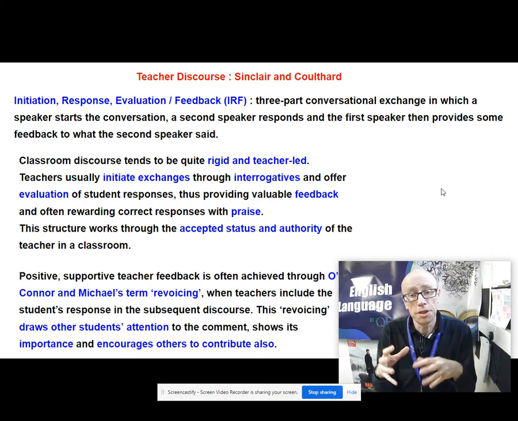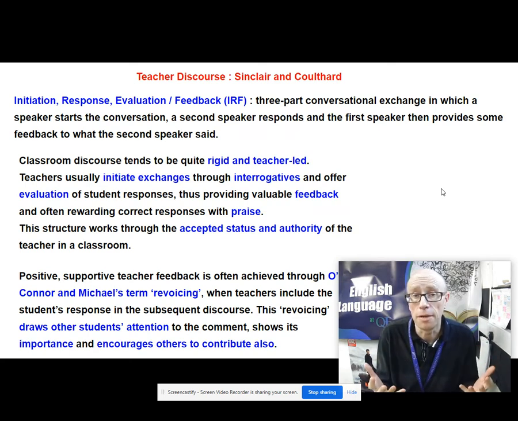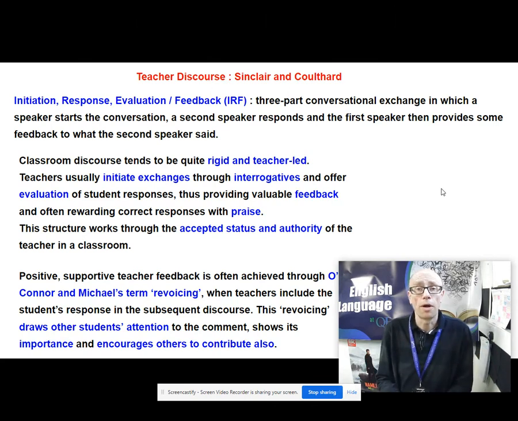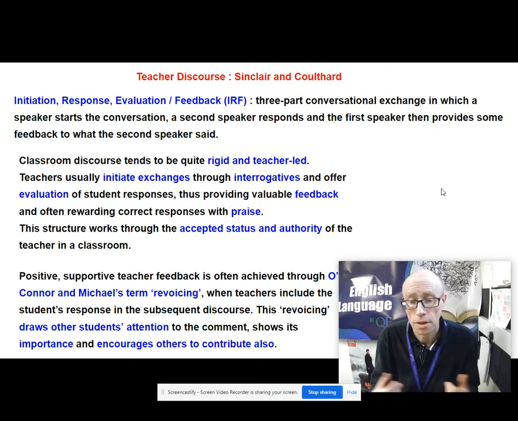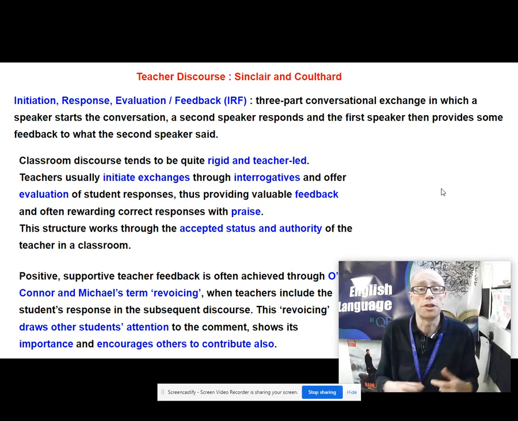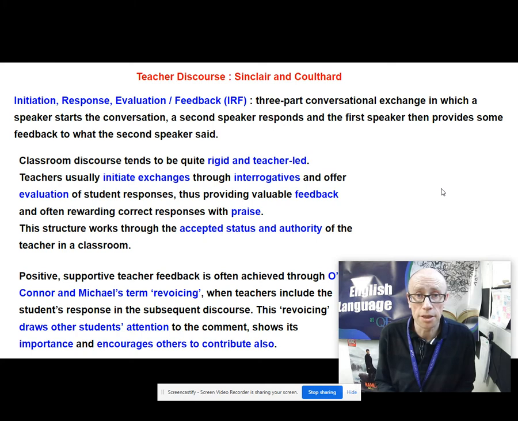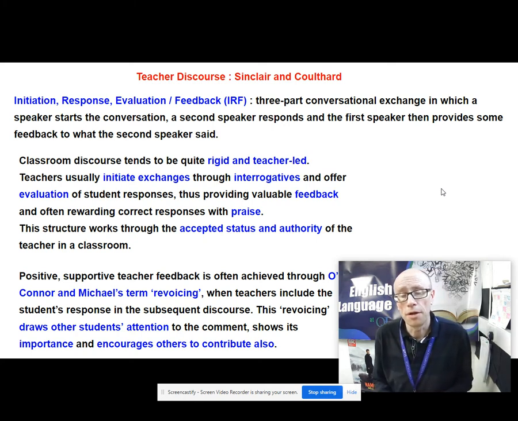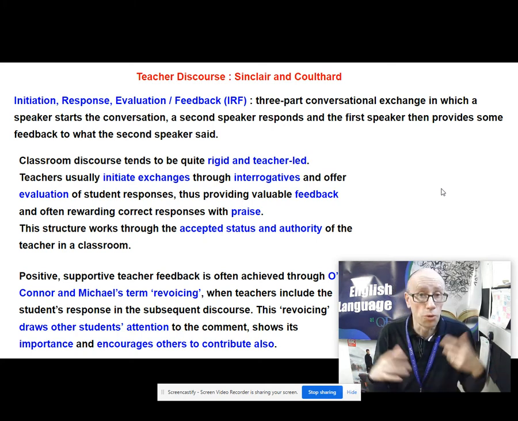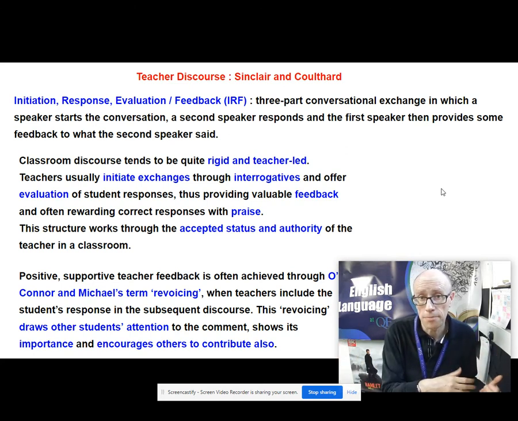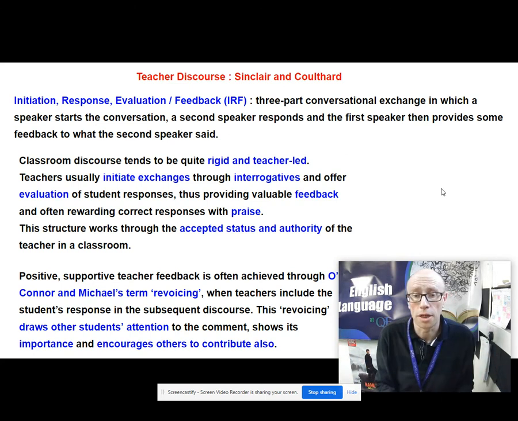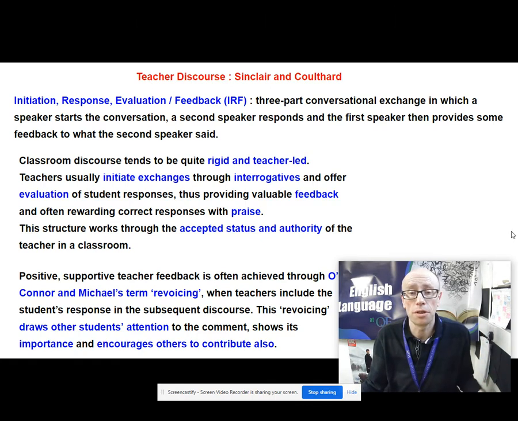So there's also been some interesting research done on teacher feedback by O'Connor and Michael, where they looked at the tendency of teachers to revoice. So this is where teachers include the student's response in their subsequent discourse. So you get this a lot. This revoicing draws other students' attention to the comment, so it kind of rewards that student, but it shows its importance, and it also encourages others to contribute as well.